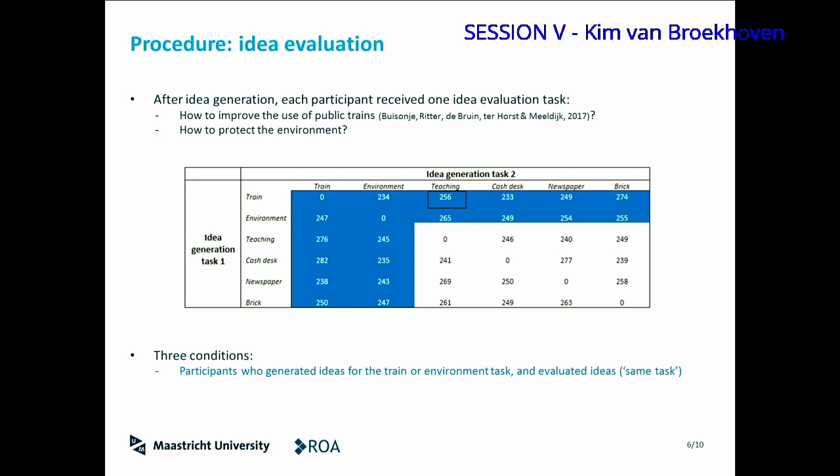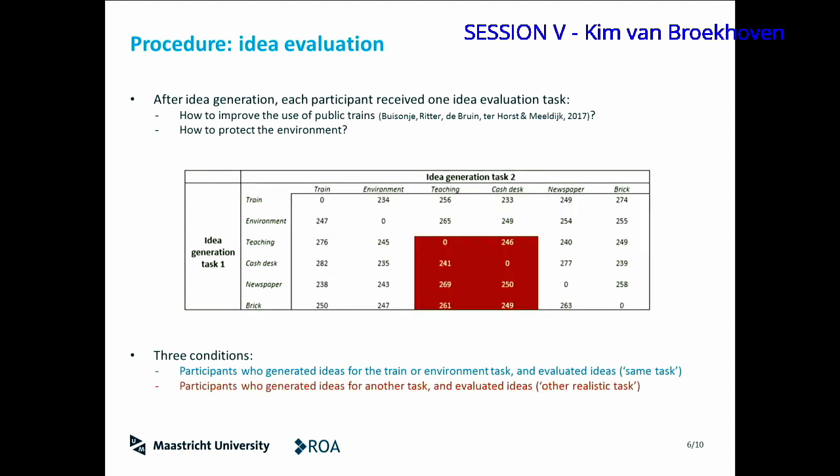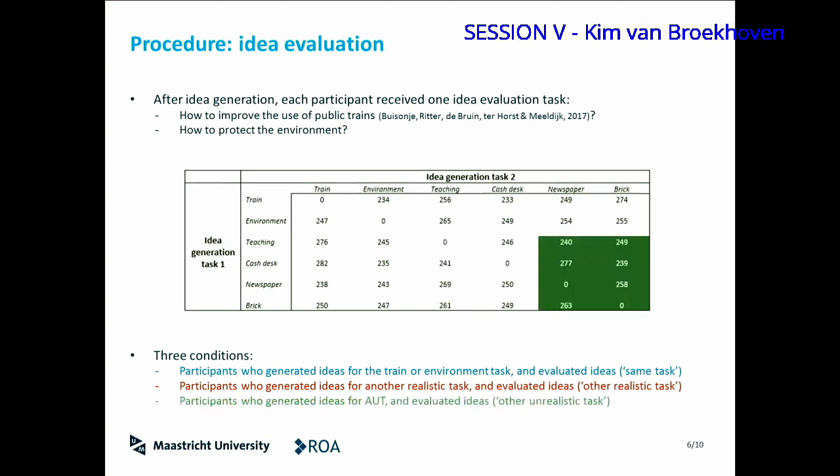So I already told you that always the second task counts, because it's the most fresh in your mind. With this one, we made an exception, because we assume that if you already have generated ideas for the train or environmental task, those ideas stick with you and you will still remember the process while you rate the ideas afterwards. Then we also have a group who never saw the problem that they will rate the ideas for, but they did generate ideas for another problem, a realistic one. And then we have one group that actually generated ideas for the alternative uses task as their second task.